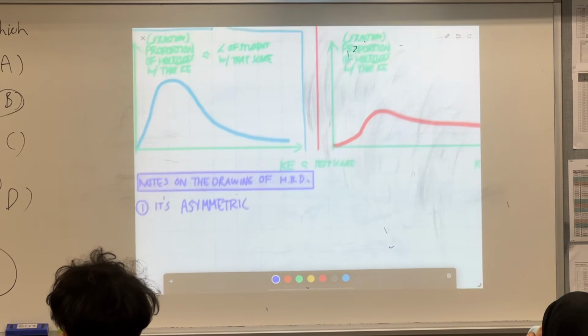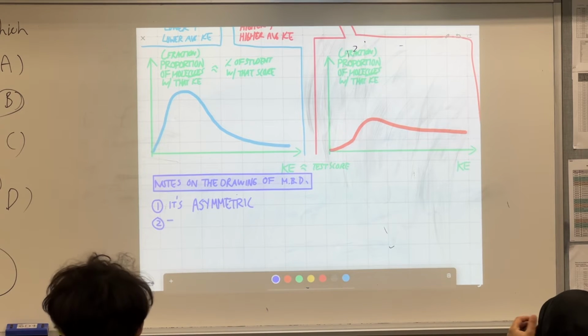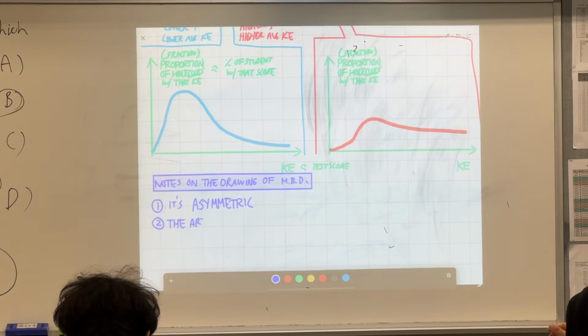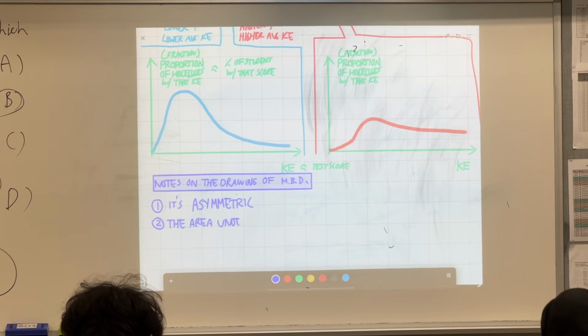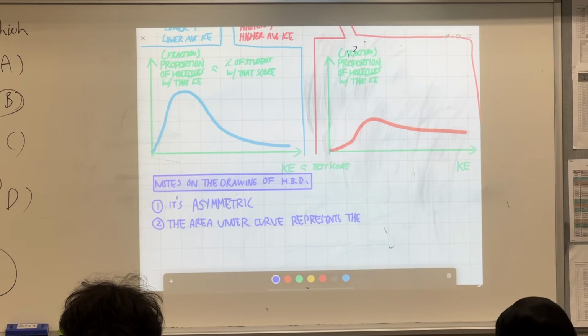Point number two is that the area under the curve, you can now take our highlighter, represents the total number of molecules in a sample.